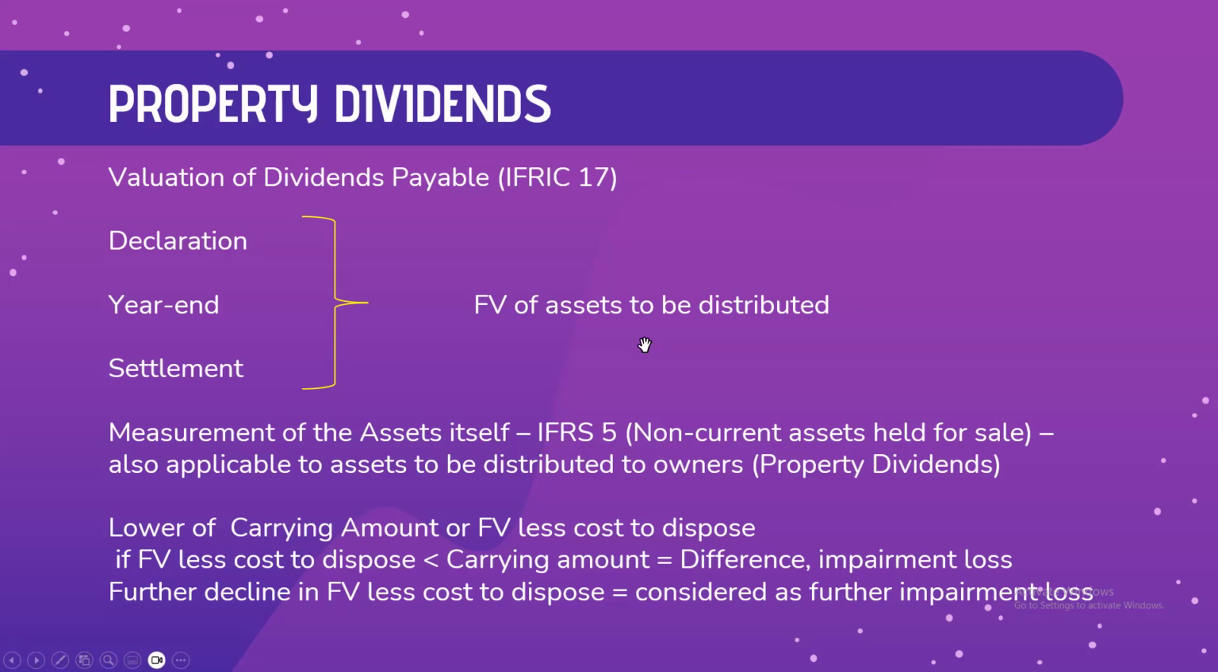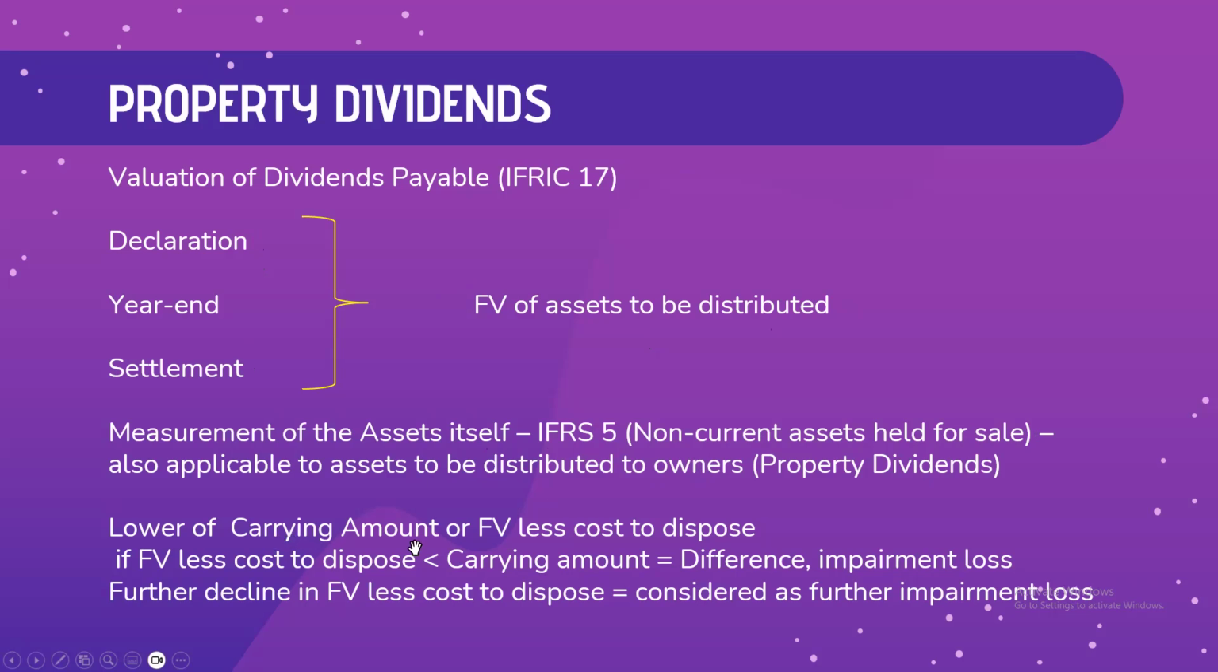Anyway, property dividends. So, valuation of dividends payable: declaration, year-end, and settlement. The amount needs to be the fair value of the assets to be distributed. The measurement of the asset itself, IFRS 5, on non-current assets held for sale, is also applicable to assets to be distributed to owners, or what we call property dividends.